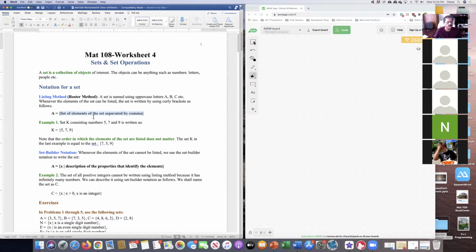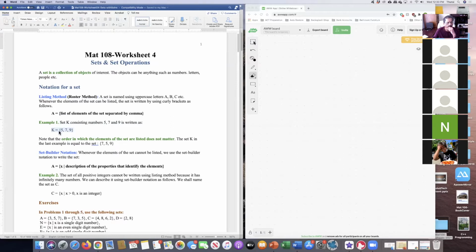We usually use uppercase letters to identify sets, to name the sets. So I'm saying A equal to, and that means I'm naming this set as A. All right, so here's an example. The problem says set K consists of 5, 7, 9. So write down the set. This is how you write it.